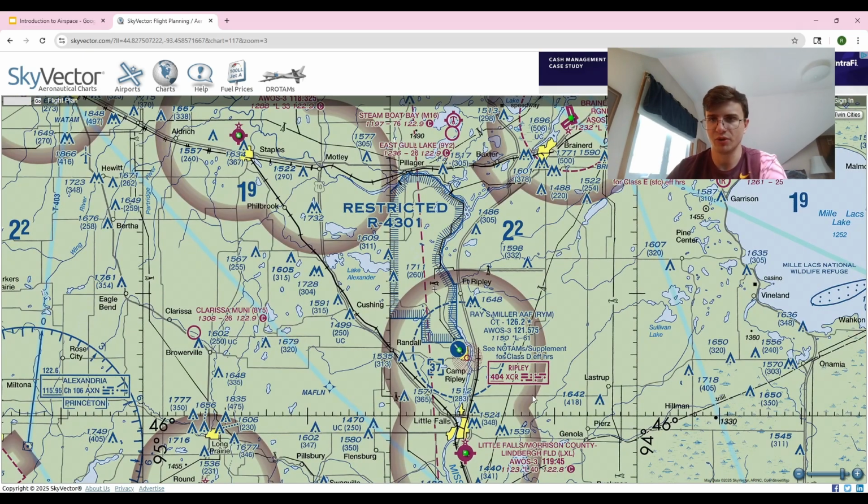Next, let's talk about restricted areas. So take a look here. This looks very similar. We are at Camp Ripley in central Minnesota by Lake Mille Lacs. Restricted areas are marked very similarly to prohibited areas, except they say restricted, not prohibited. To enter restricted areas, you have to have permission from the controlling agency to enter. So ask ATC if it's cool to enter the restricted area. That's the biggest thing to know.